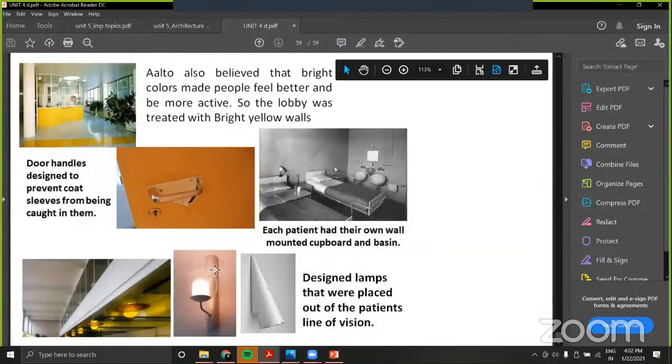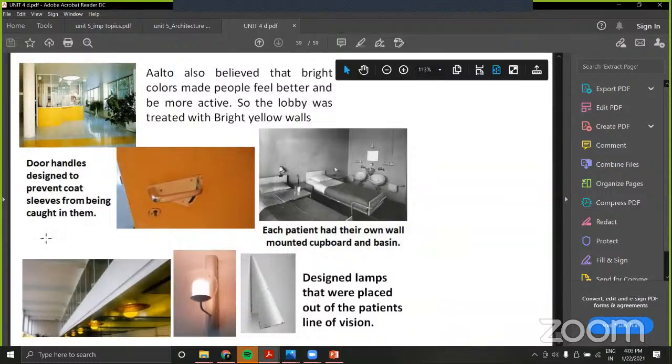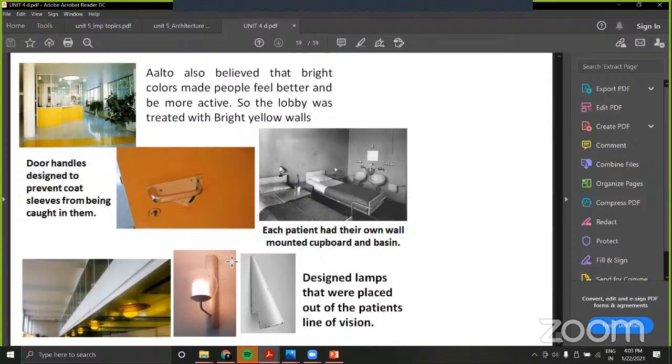He also designed all the lamps and door handles to prevent coat sleeves from being caught in them. Since doctors wear long coat sleeves, sometimes they would be caught in the door handle. So he prevented that according to his own design. He concentrated on all the small details in terms of the hostel, the doctor and the patient. Since this is a really good building, you can note it down.